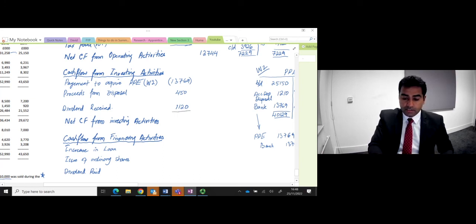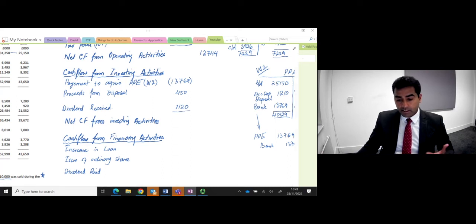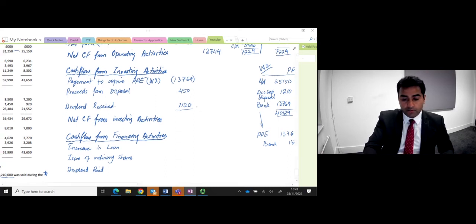Now let's close this, add all three of them. Remember that this is 13,769, the negative figure. So by adding all of them, I will get a negative answer, which is the net cash flow from investing activities, and that is 12199.